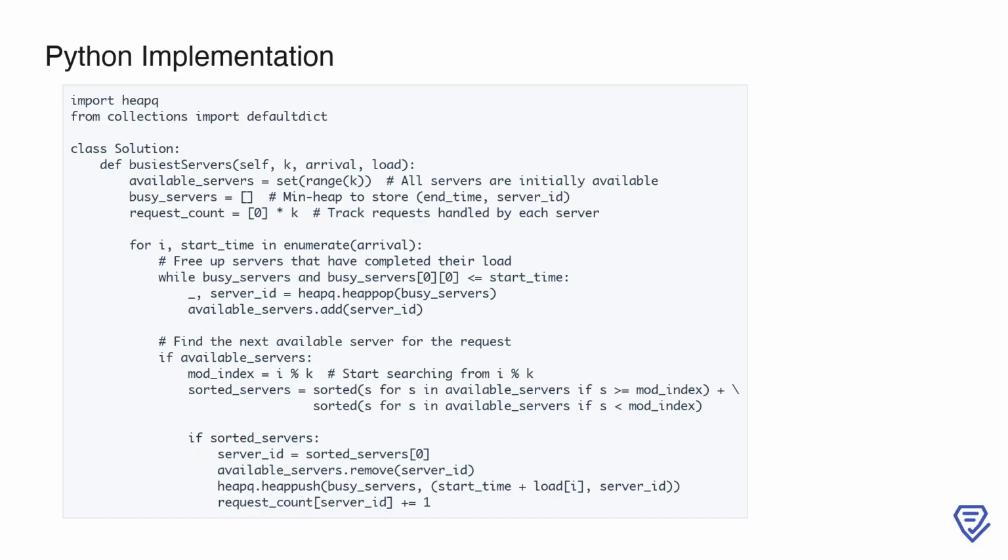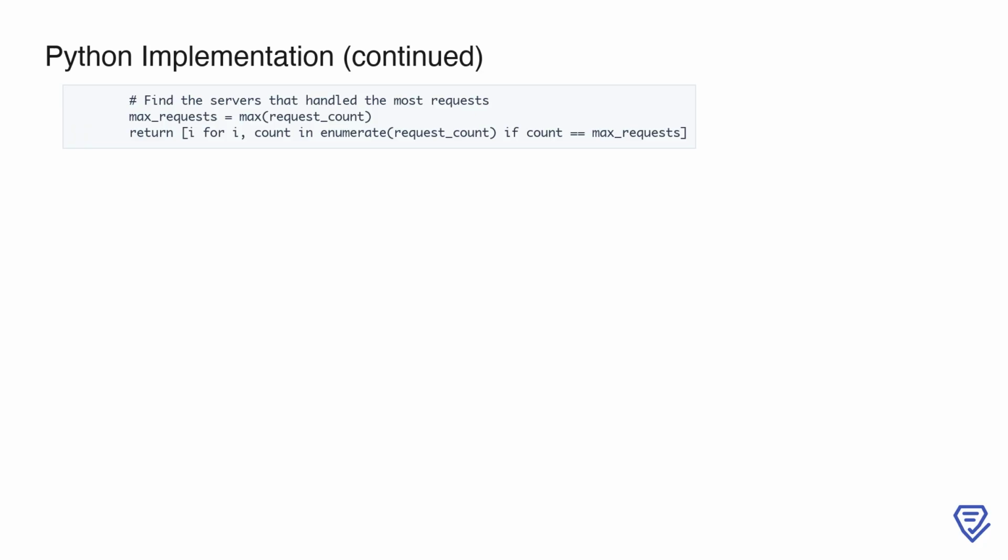We initialize a set available_servers containing all server indices, as they are initially free. A min-heap, busy_servers, is used to track servers currently processing requests, storing tuples of (end_time, server_id). Another list, request_count, keeps track of how many requests each server has handled, initialized to 0 for all servers. Next, we iterate over each request using a loop.